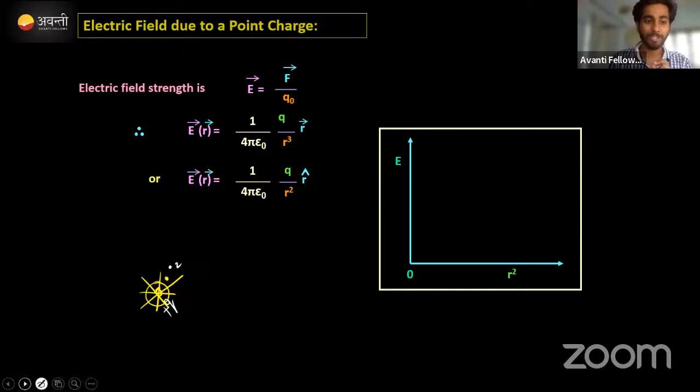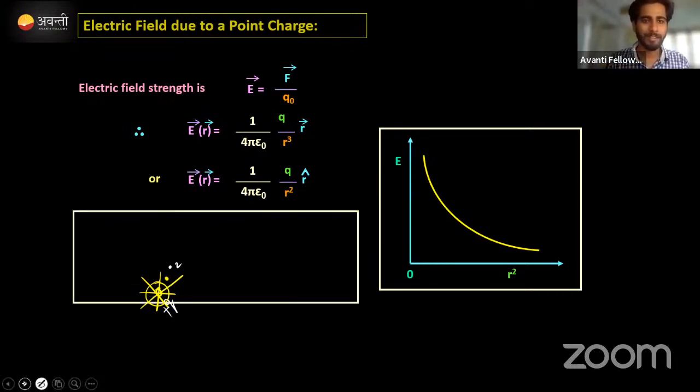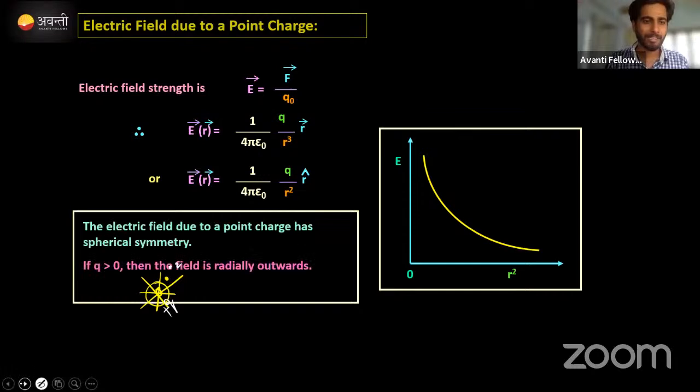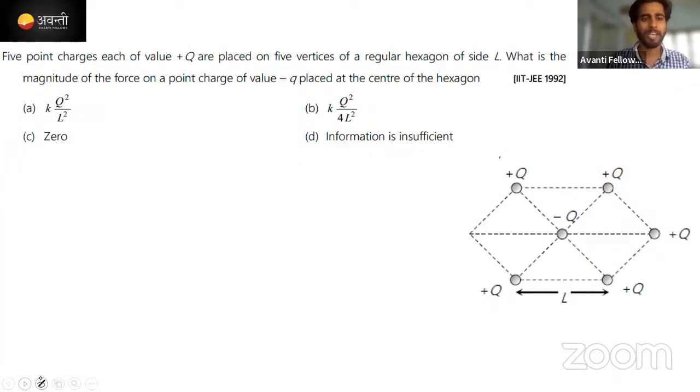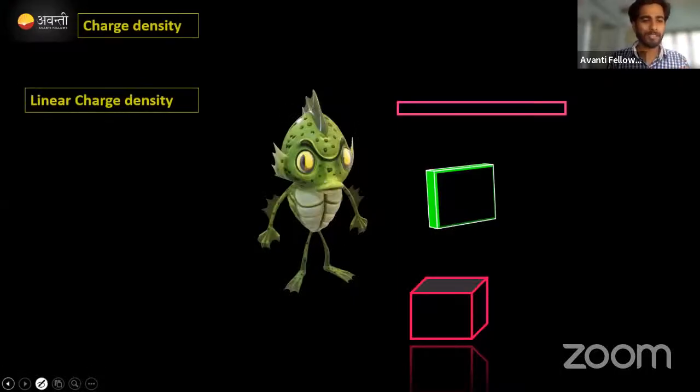We need to show that in a graphical method. If you draw that graph, it will be a decreasing curve, and we will get a parabolic path. Correct now? And the field is spherically symmetric. I will explain this later. Up to this point, guys.